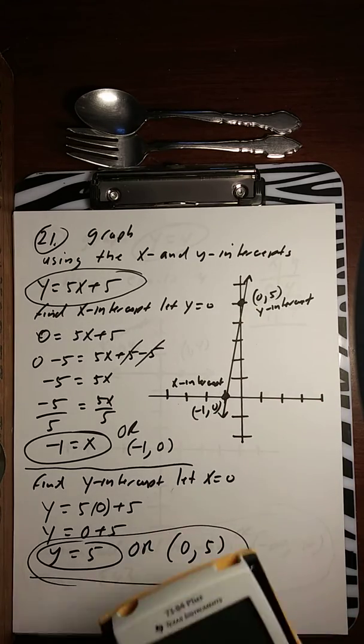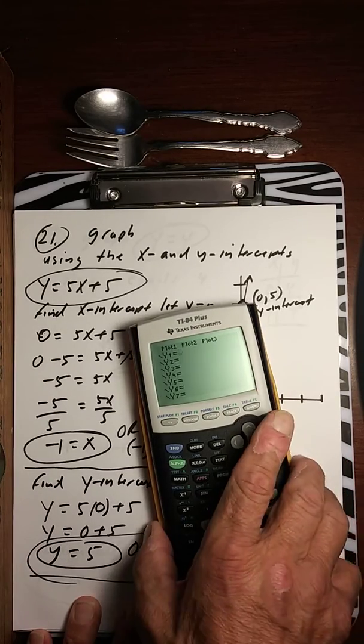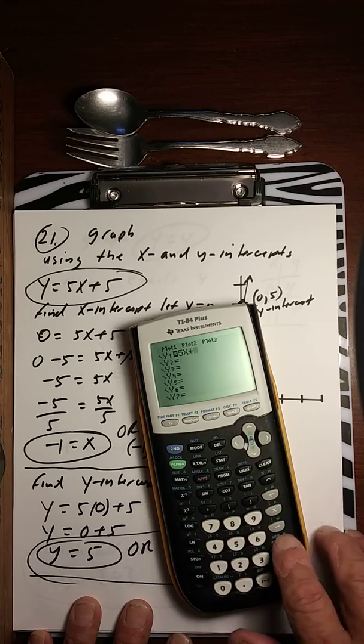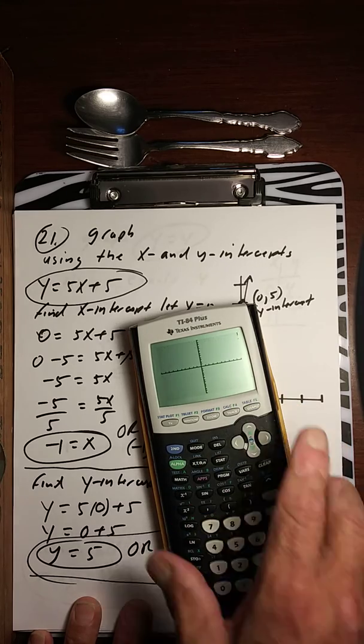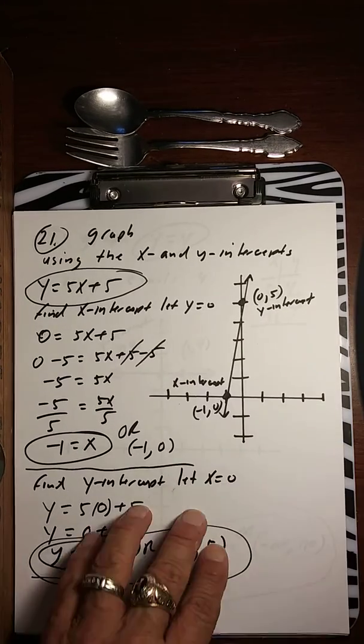Can you put it in the calculator? Yes, of course. Clear it. So we're going to have 5x plus 5, graph. There it goes. You can do a trace if you want.